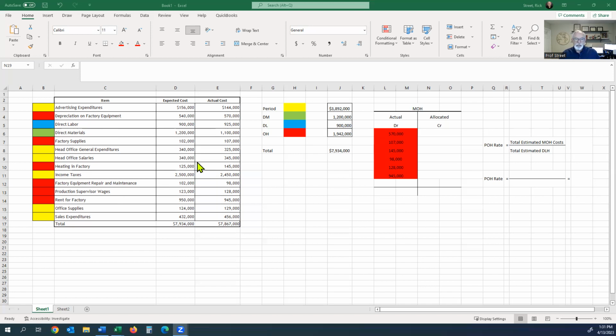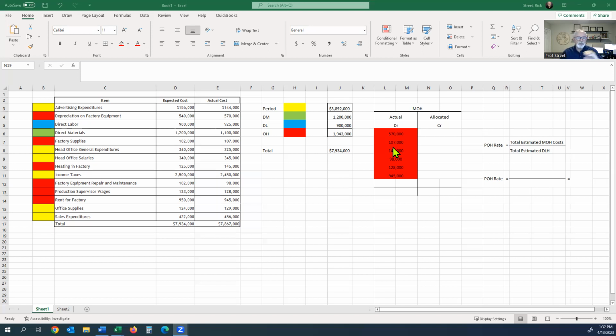I total up all those costs in the different areas, and I double check to make sure I've got $7,934,000 in total expected costs. Sure enough, that balances. Now we move over into our manufacturing overhead. Let's enter here on the debit side the actual overhead that's occurring during this period. We pull the actuals from here over into overhead. This is all done by journal entries.